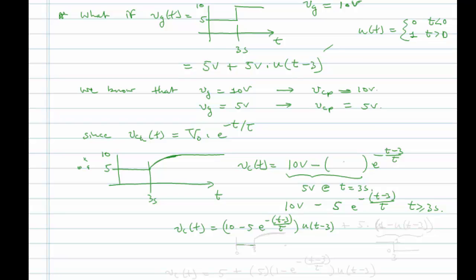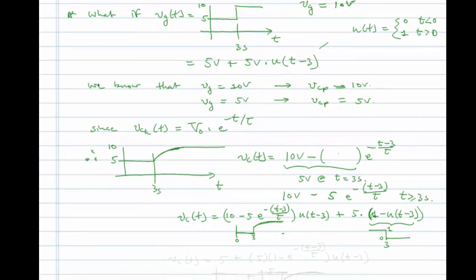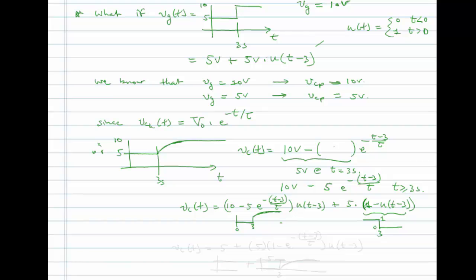So in other words, this thing is valid. It'll look like this. 0, and then it's going to jump up and do this at 3 seconds. Okay? Plus, I need something that will cover me from 0 up till 3 seconds. So then we'll have 5 times 1 minus u of t minus 3. What does that do? This right here gives me something that looks like this. At 3 it goes from 1 down to 0. Okay? So I put those two together, and I can get Vc for all of positive time.